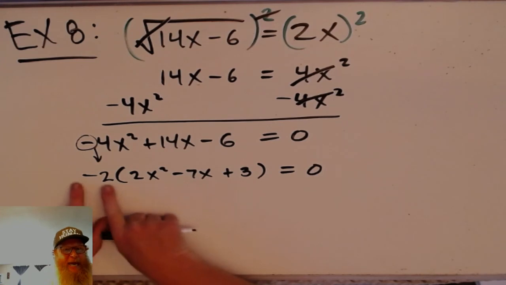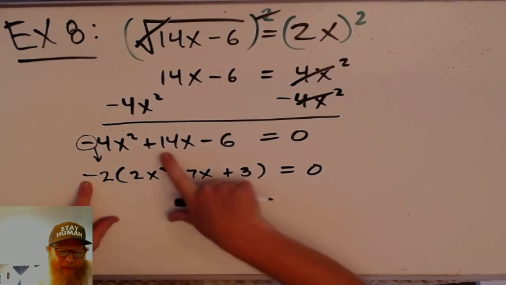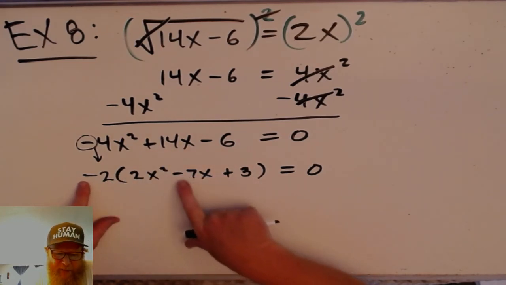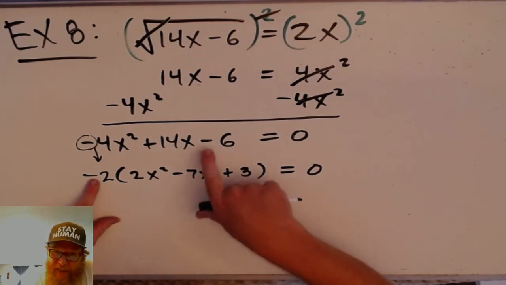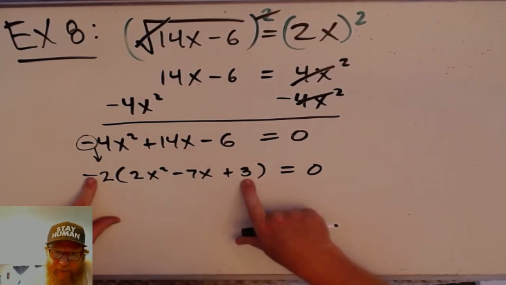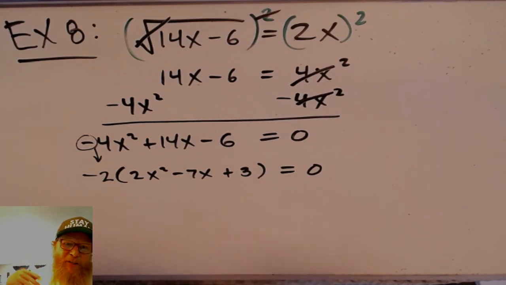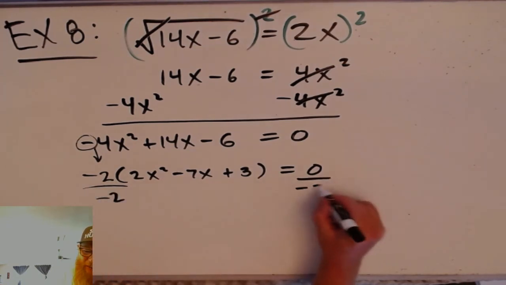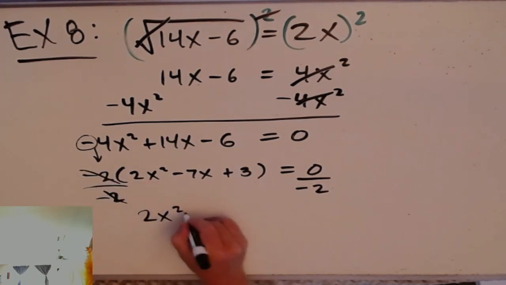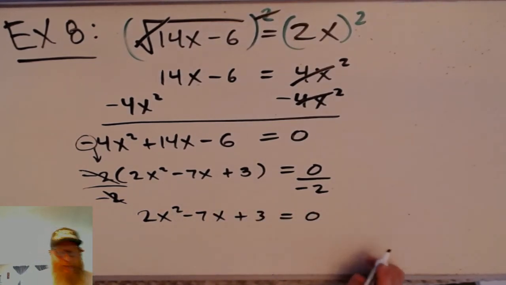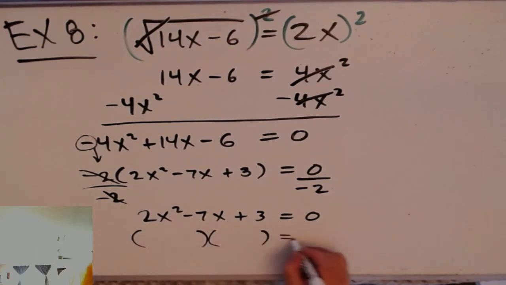Be really careful when you take out a negative, because that 14, you're dividing it by a negative. So a positive divided by a negative becomes negative 7. And the 6, you're dividing it by a negative. So negative 6 divided by negative 2 is positive 3. And I'm really telling myself that as much as I'm telling you that. Right? Divide both sides by negative 2. Okay. Factor these guys out.